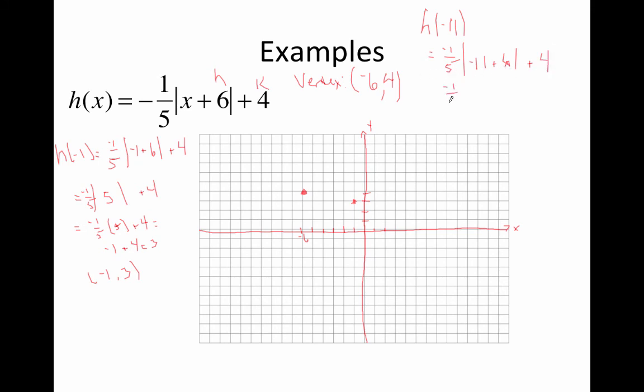-11 plus 6 is -5, which means when I take the absolute value of -5 it should be +5 here. So -1/5 times 5. When I multiply that by -1/5, I will get a nice integer, -1. I'll add it to 4, and I get +3. So that means on the graph, there's a point at -11, comma 3: -7, -8, -9, -10, -11, 3.